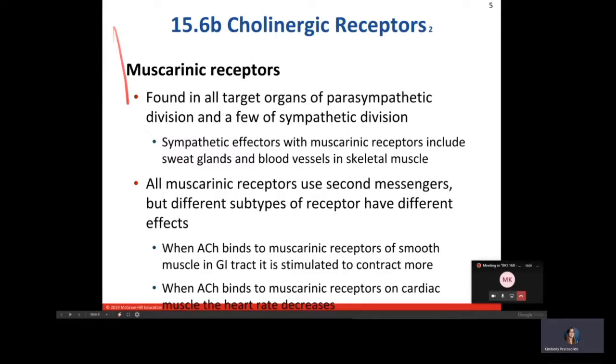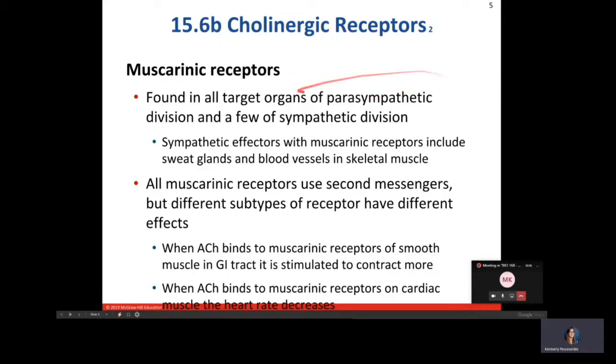So the other subtype, this is the other big type of cholinergic receptors, are muscarinic receptors. And these are found in all target organs of the parasympathetic division and a few of the sympathetic division. So the nicotinic ones we found in the ganglions, in between the preganglionic and the ganglionic neuron, as well as in the adrenal medulla, whereas the muscarinic receptors are found at the effectors. So they're at the end, where that ganglionic neuron or the postganglionic axon is attaching.